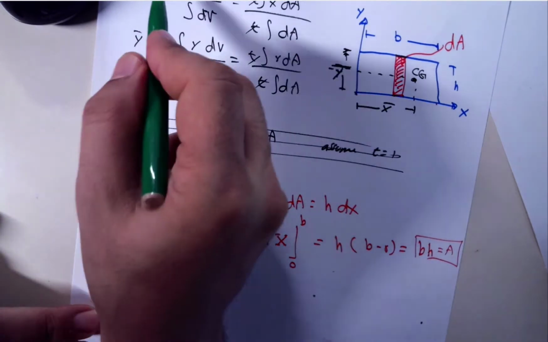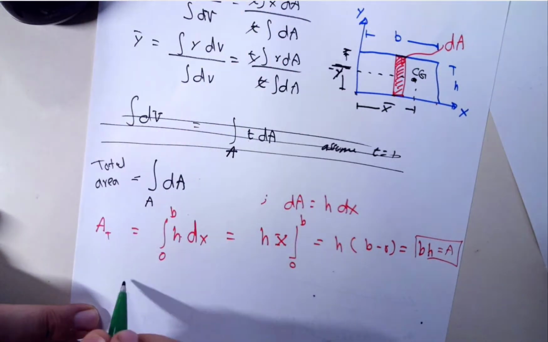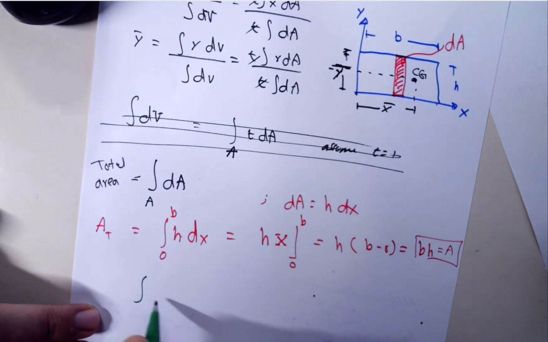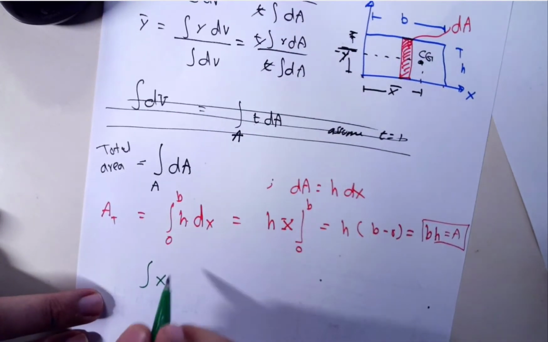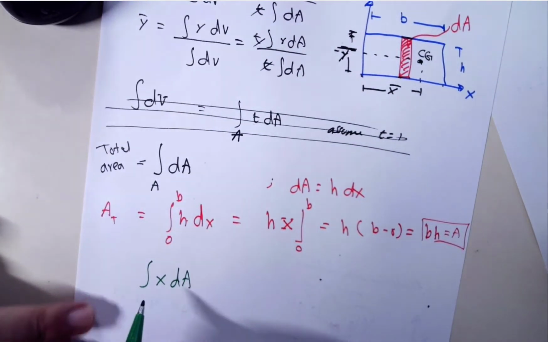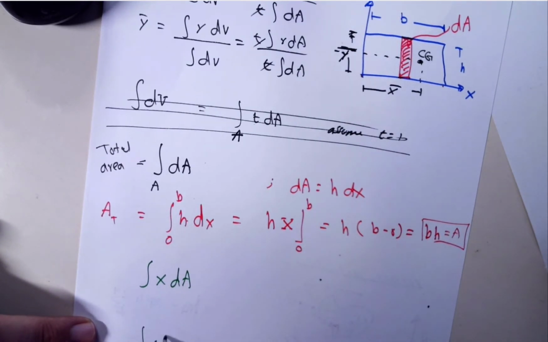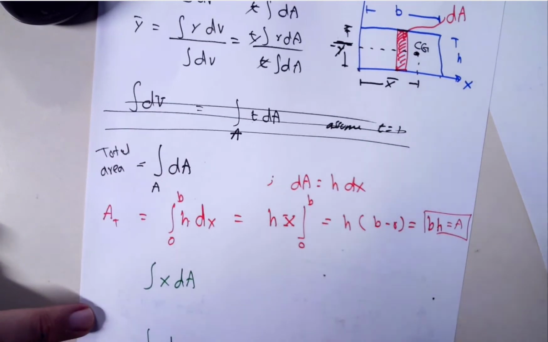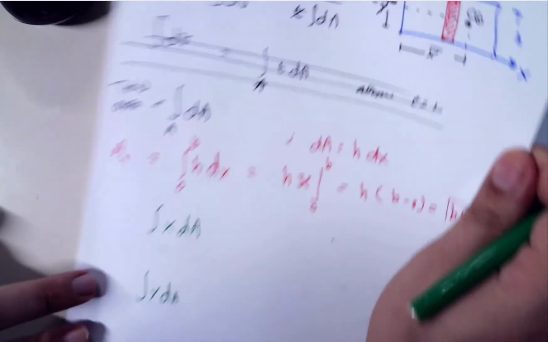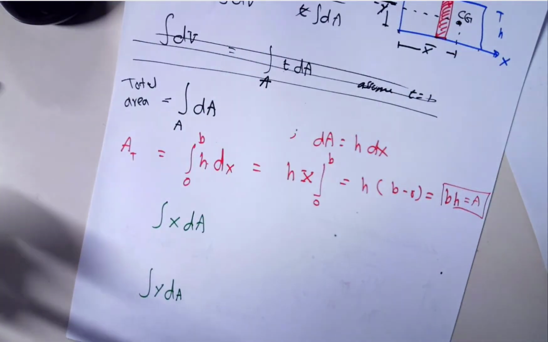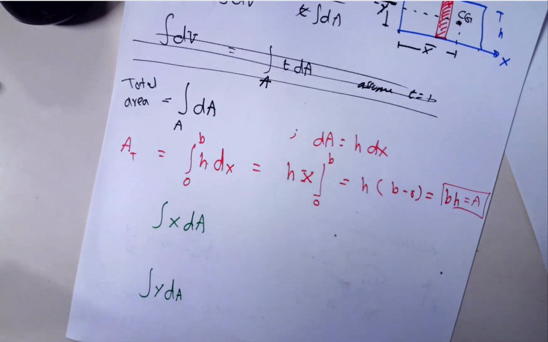What about when we are looking at how to calculate these values? So we want to calculate this x dA, right? And also I need to calculate another value, y dA, right? So to be able to substitute and calculate the x bar and y bar, we'll start with the obvious one.